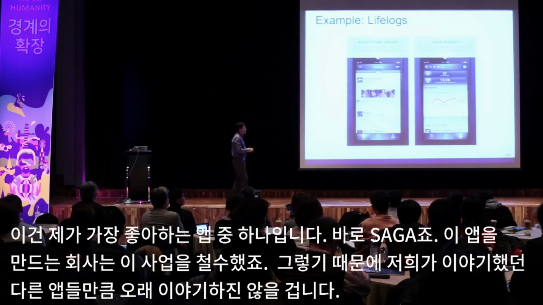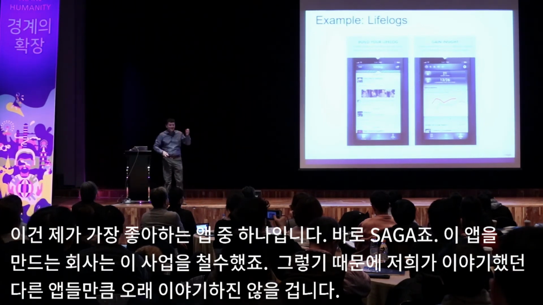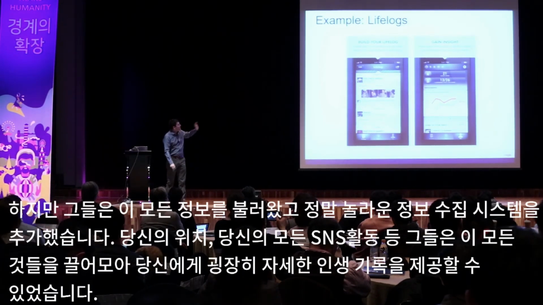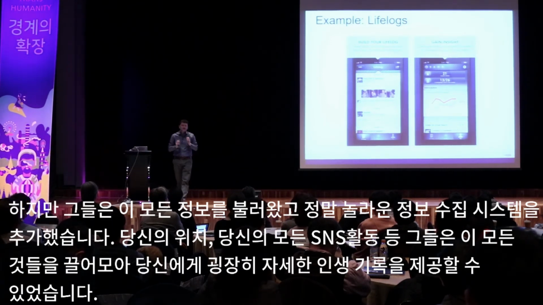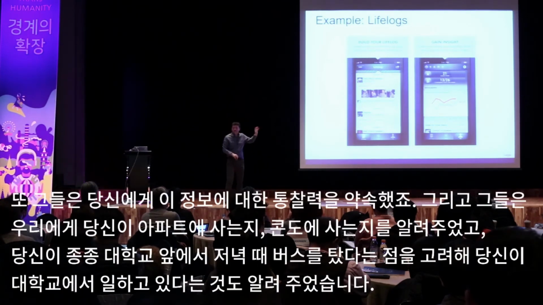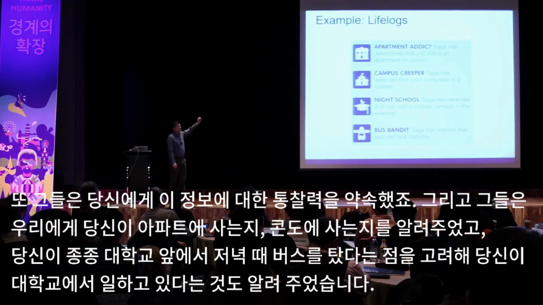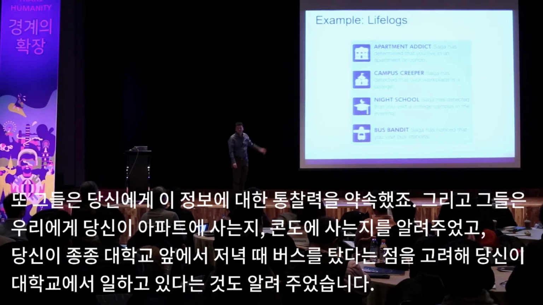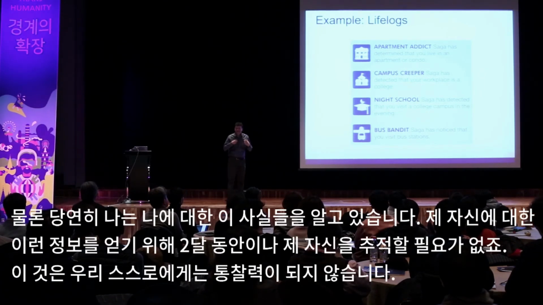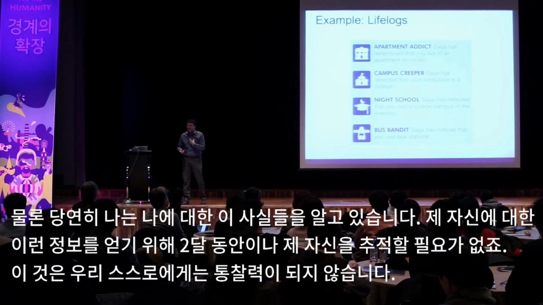And this is one of my favorites. This is Saga. This is by a company that has since gone out of business, and so I don't feel bad picking on them as much as I might otherwise. But they bring in all of this data. They had an amazing data collection system. Your location, all of your social media activity, they could pull this all in and give you this highly detailed life log, and they promise you insights from that data. And what they give you are badges. Things like, you live in an apartment or a condo. You work at a university. You are sometimes at the university in the evening, and you take a bus. I know all of these things, right? I don't need to track data for 2 months to learn these things about myself, right? That is not insight to me.